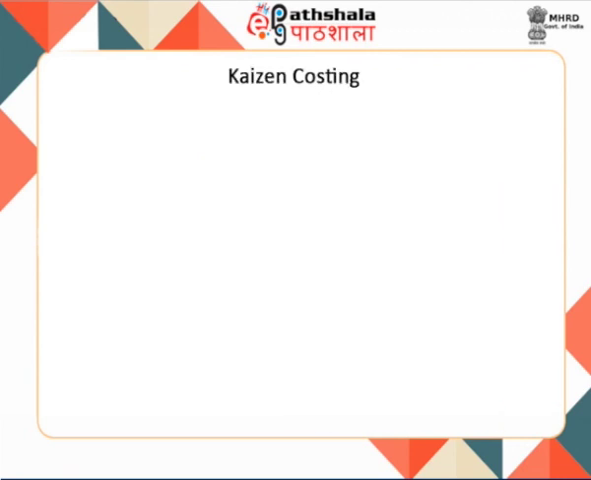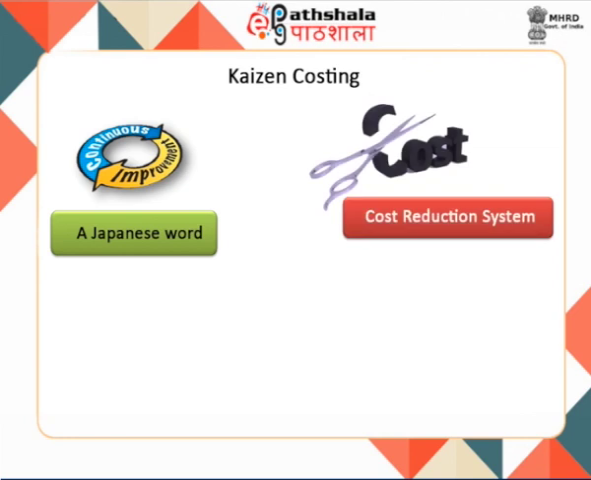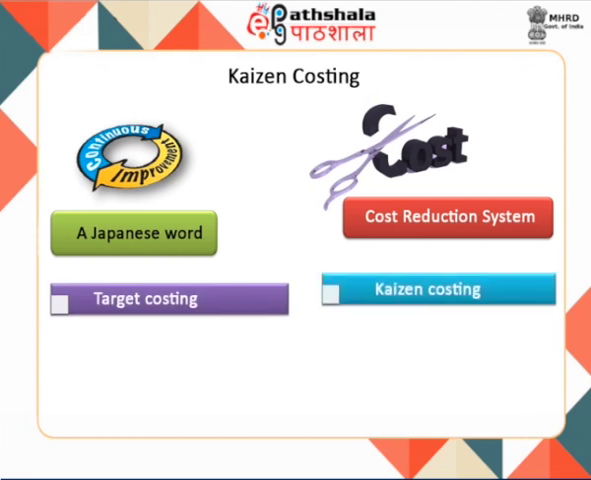Kaizen costing. The word Kaizen is a Japanese word meaning continuous improvement. It is a mechanism for managing and reducing costs. Therefore, it will not be wrong to describe it as a cost reduction system. It is important to know the difference between target costing and Kaizen costing.